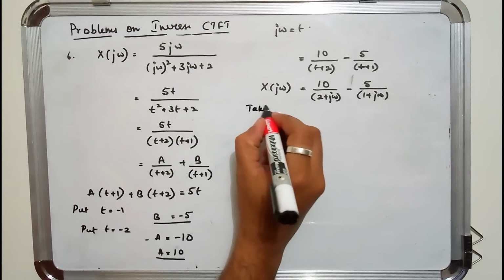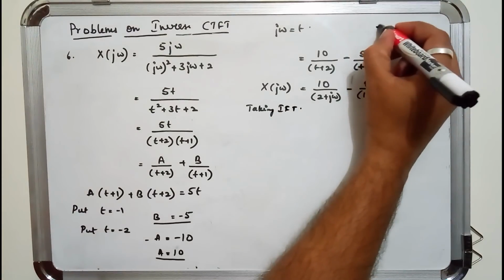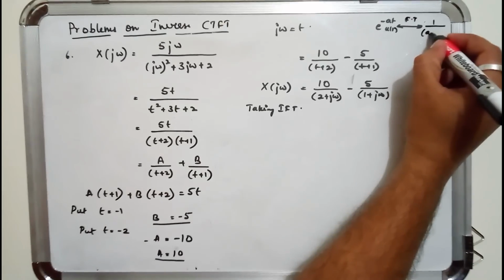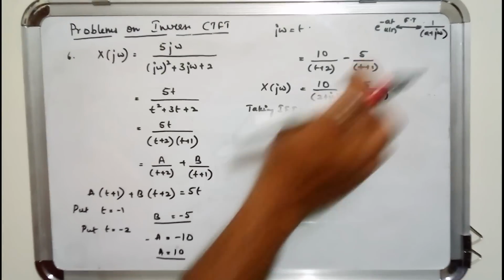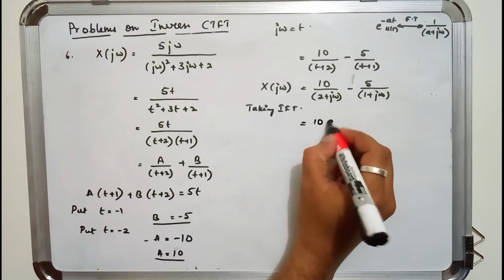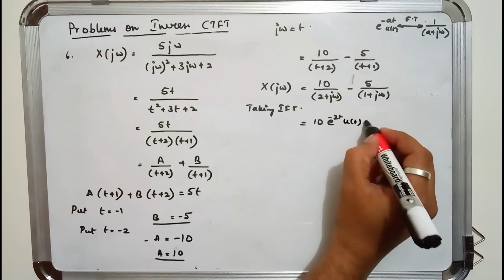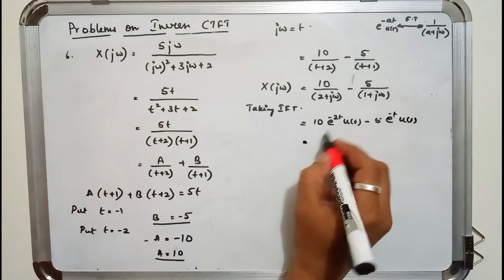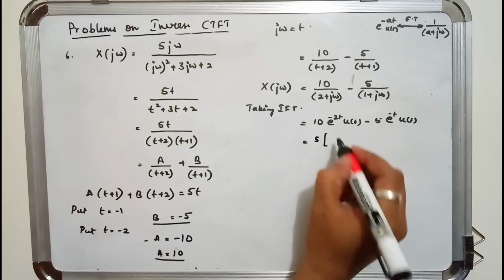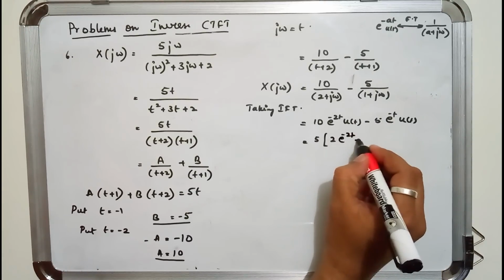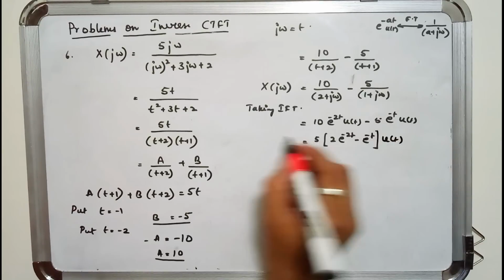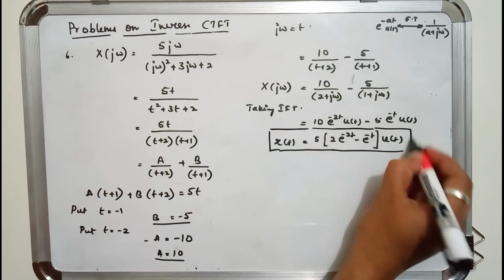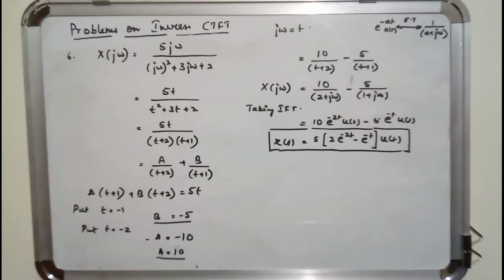So taking inverse Fourier transform, we know that e power minus at u of t forms a Fourier transform pair with 1 by a plus j omega. So in place of a I have 2. So what is the inverse Fourier transform? 10 into e power minus 2t u of t minus 5 into, in place of a I have 1, so it is e power minus t u of t. So it will be 5 into 2 e power minus 2t minus e power minus t into u of t. This is my x of t. So this is the inverse Fourier transform of the function, which is x of j omega is equal to 5j omega divided by (j omega) whole square plus 3j omega plus 2.